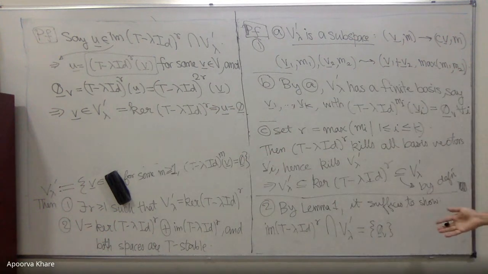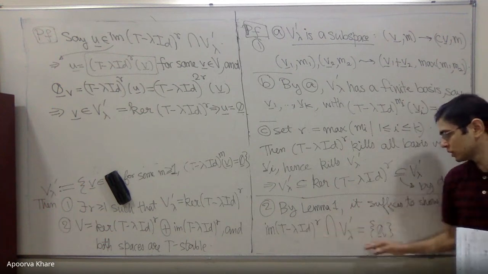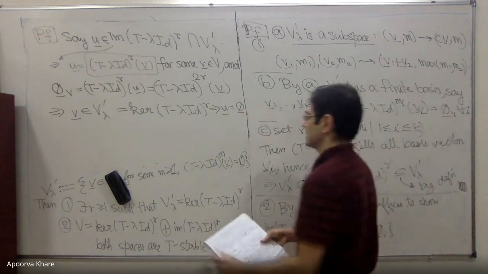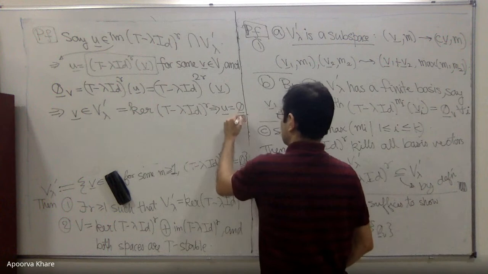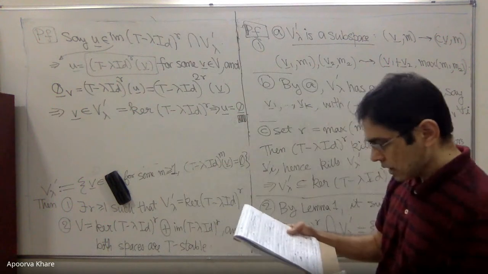And so that's it. We are done. We wanted to prove that any vector U belongs to this must equal 0, and we just did. Okay, good. So I think that was that. The final part was okay.